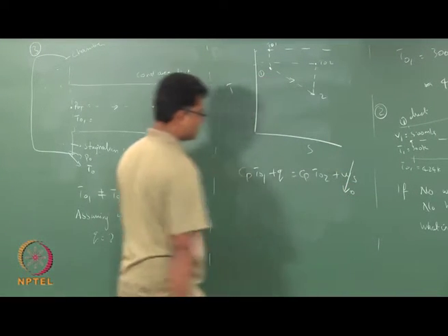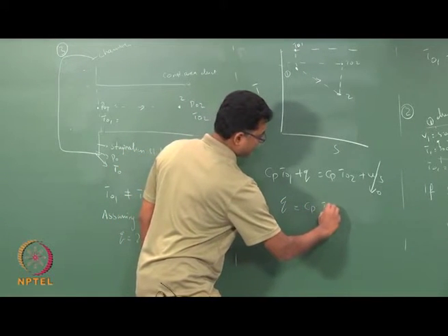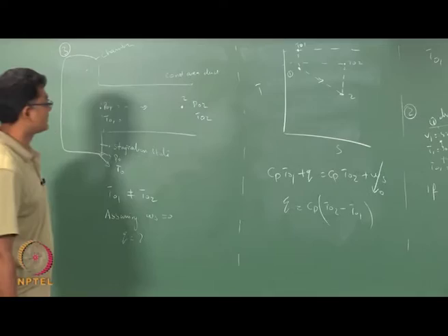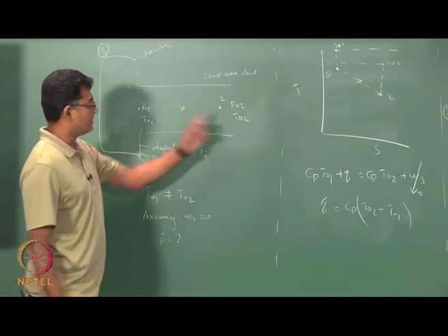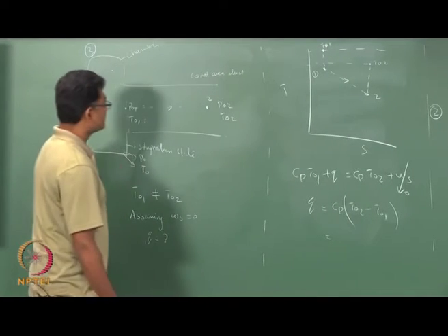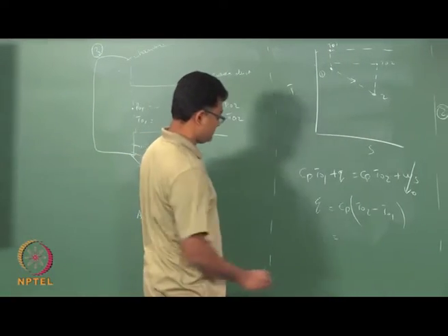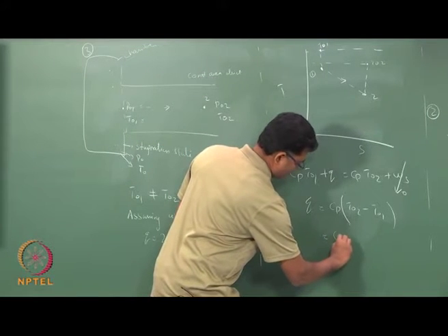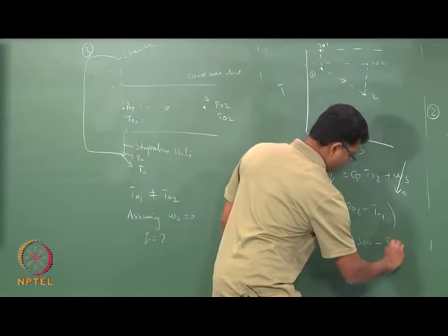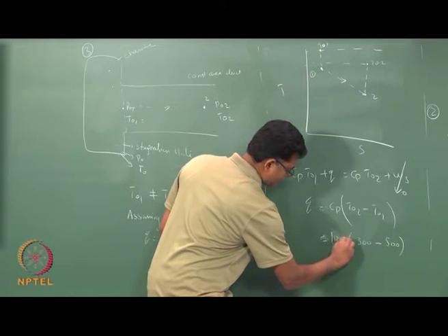Now, Ws is 0. So, your Q is nothing but Cp into T02 minus T01. So, depending on the values of T01 and T02, you would get your heat. Suppose I assume T02 to be, say, 300 and T01 to be 500, multiplied by the value of Cp, which is 1005.